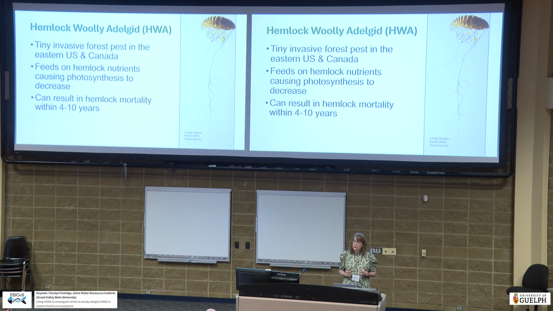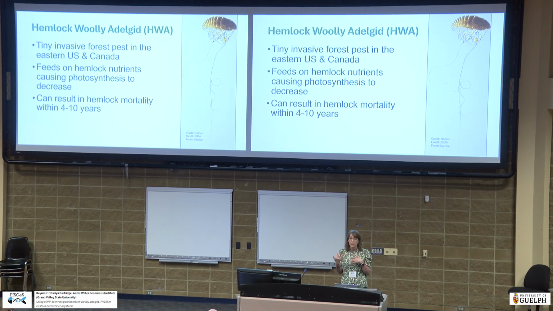Although these forests are being threatened by a tiny invasive species known as hemlock woolly adelgid, for the purpose of this talk, I'm going to refer to it as HWA. So it's a tiny invasive forest pest that infests eastern forests in both the US and in Canada. And this is an image of an adult. So they have this long proboscis, this long mouthpiece that they actually feed into the twigs of the hemlock. It goes in and then the individuals feed on nutrient cells. So they suck the nutrients out of the tree. This results in a decrease in photosynthesis, and then these trees can die within anywhere between 4 to 10 years.